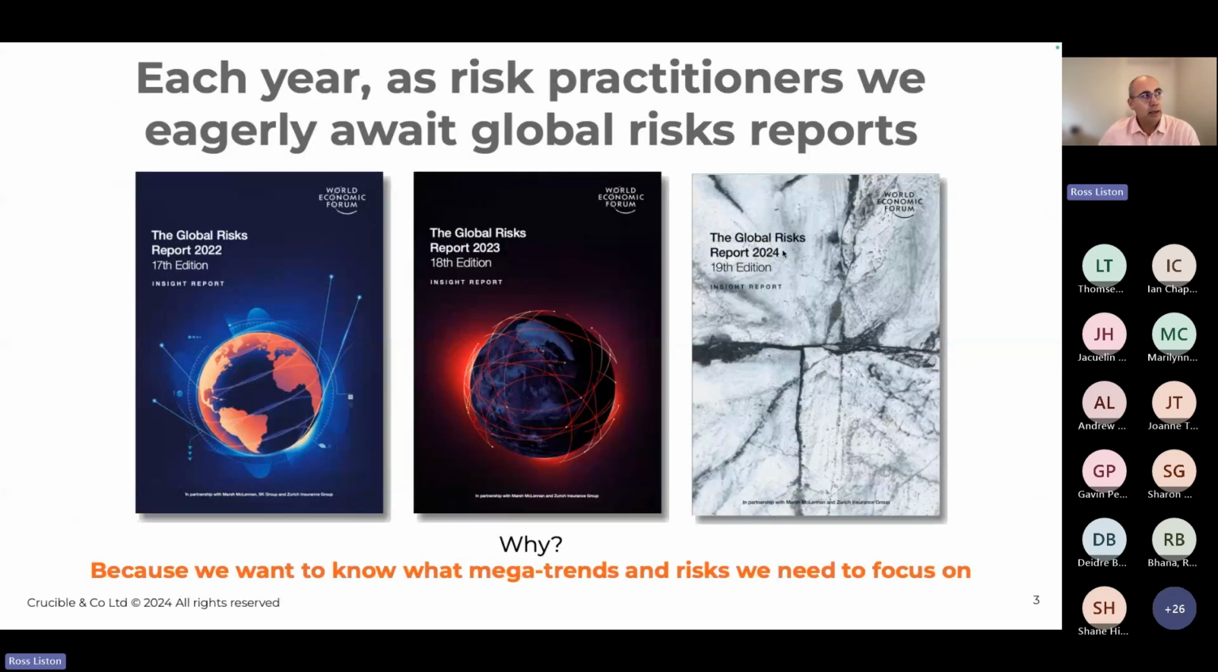A number of you might have been fortunate enough to attend the launch of the World Economic Forum report that was published recently, that Marsh so kindly hosted, under the auspices of RIMS New Zealand and Pacific Island. Every year, most of us that work in the sector wait for these reports to be launched. The reason we like them is there's a lot of focus on what comes out of it, and it's quite influential. We get to find out what these mega trends are that we need to focus on.